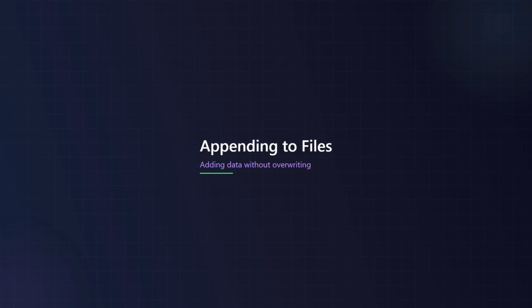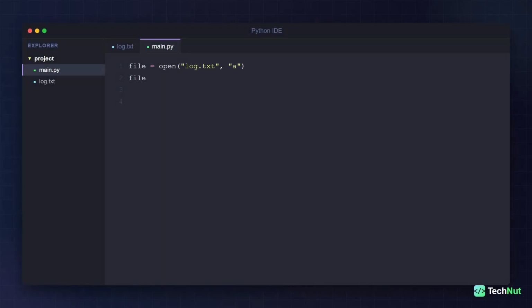Append mode, using A, adds data to the end of the file. The existing content stays untouched. Here we open our log text file in append mode and write 2 entries. Every time you run this program, it adds more lines. If we look at log, there are our entries. The file grows and nothing gets overwritten. This is perfect for log files, history tracking, or any situation where you want to keep adding data over time.